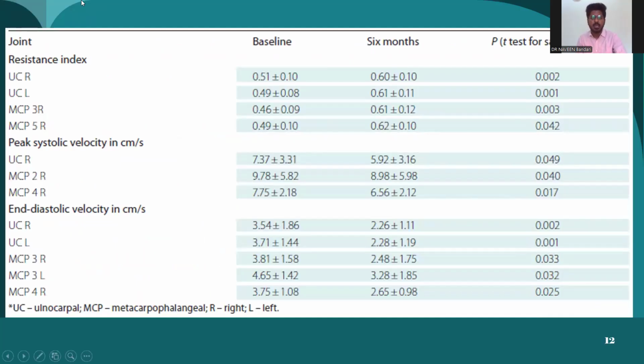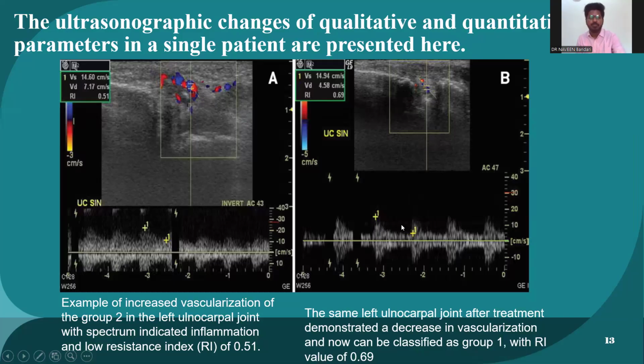This is a table showing the baseline and post-treatment values of the spectral Doppler findings, that is the resistivity index, peak systolic velocity, and end diastolic velocity values in ulnocarpal joints and metacarpophalangeal joints in both hands. You can see that the resistivity index, when compared to the baseline, has increased post-treatment, and the peak systolic velocity and end diastolic velocity significantly decreased post-treatment.